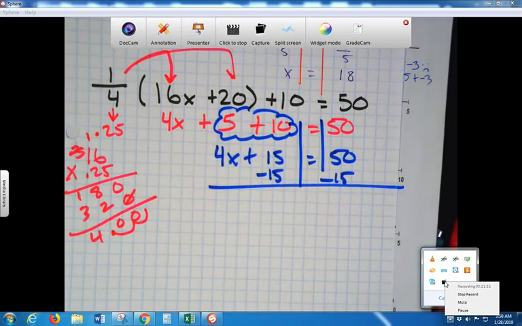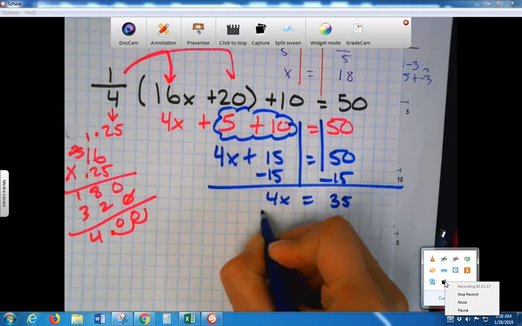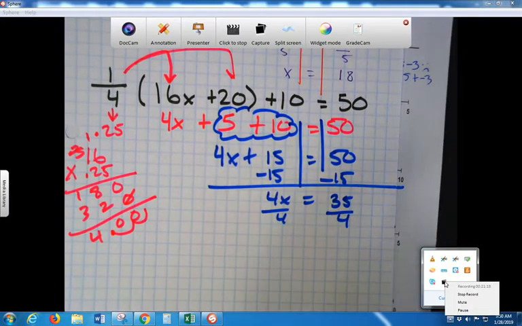What's 50 minus 15? 35. Very good. Uh-oh. We got a decimal. It's not a big deal.